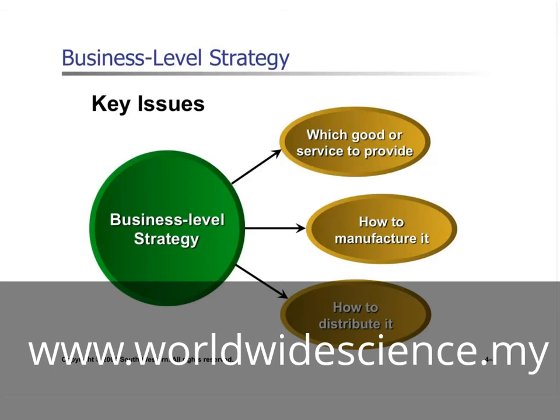So at the level of business level strategy, we basically make sure we understand and answer these three key issues. Which good or service you're going to provide, how to manufacture or produce it, and how to distribute it. So first of all, you need to choose the type of product.